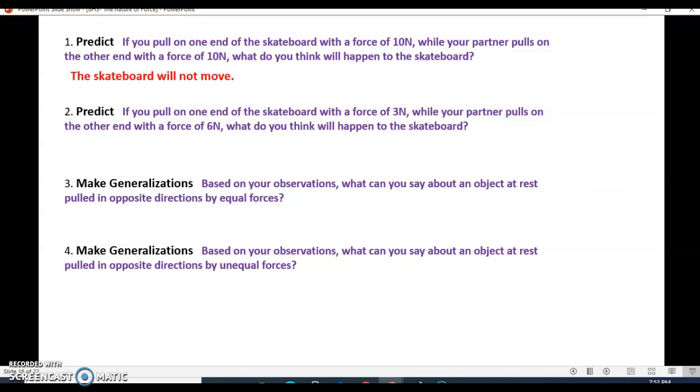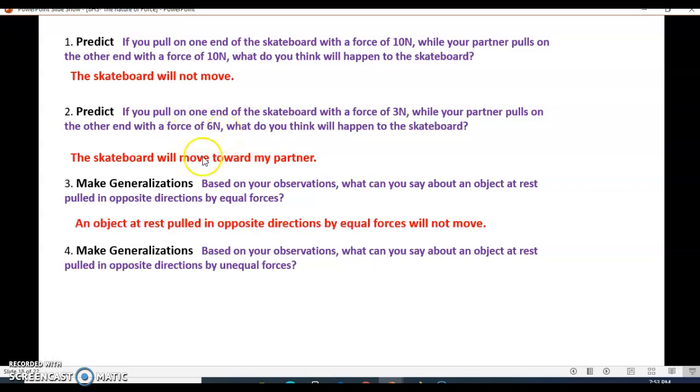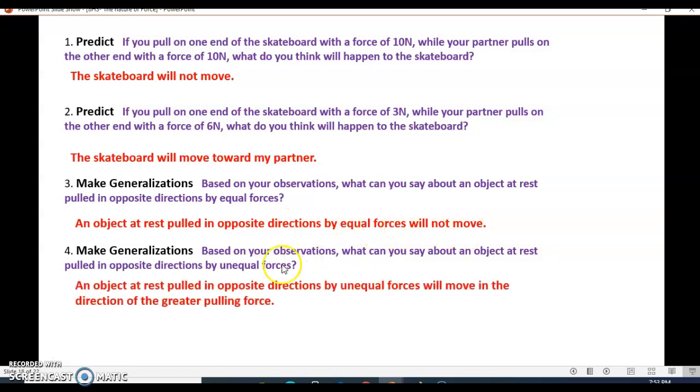Now predict: if you pull one end of the skateboard with a force of 10 Newton while your partner pulls on the other end with a force of 10 Newton, would the skateboard move? No, it won't. However, now if one pulls with 3 Newton and the other with 6 Newton in opposite directions, the skateboard will move toward my partner who is exerting a greater force, which is 6 Newton. Generalization: an object at rest pulled in opposite directions by equal forces will not move. An object at rest pulled in opposite directions by unequal forces will move in the direction of the greater pulling force.